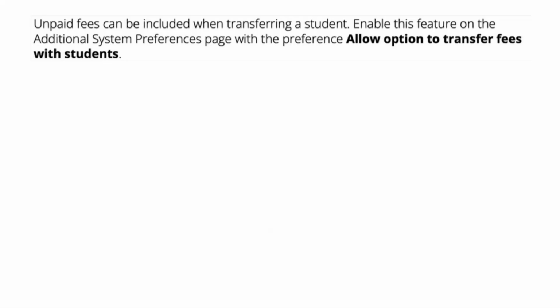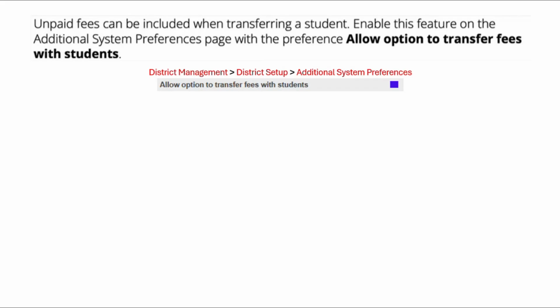Next part I'm going into are fees. Unpaid fees can be included now when transferring a student from one building to another. And as long as you enable this feature, you will be able to see this, and I will take you through the steps to do that. If you just go to district management, district setup, additional system preferences, and then you're going to want to check that box for the allow option to transfer fees with students.